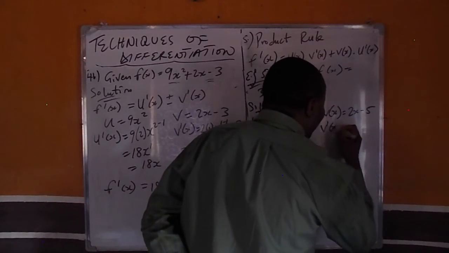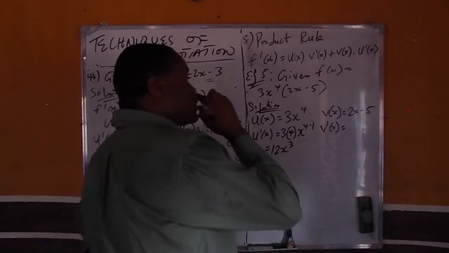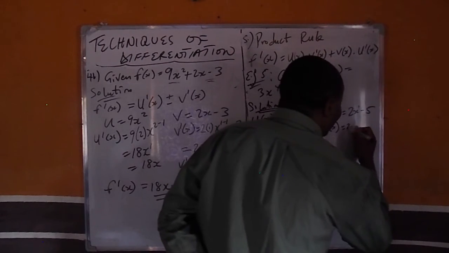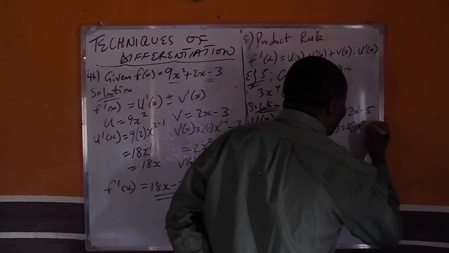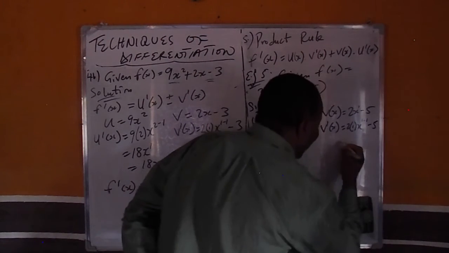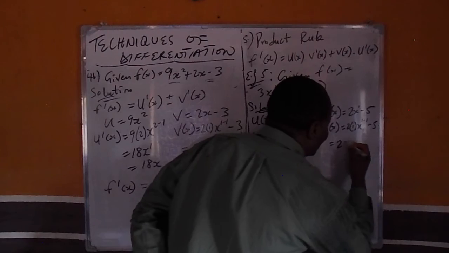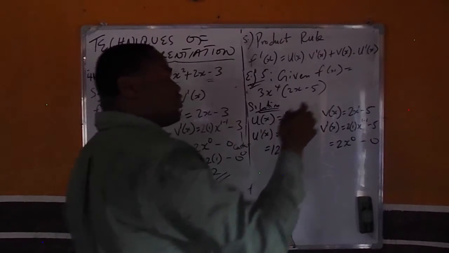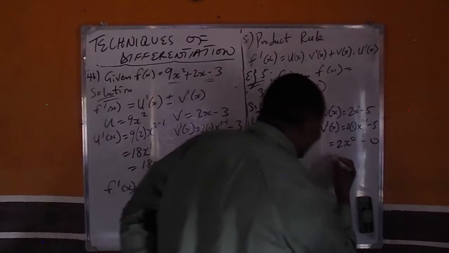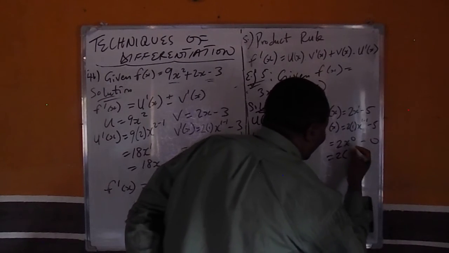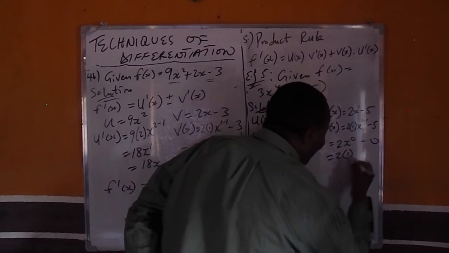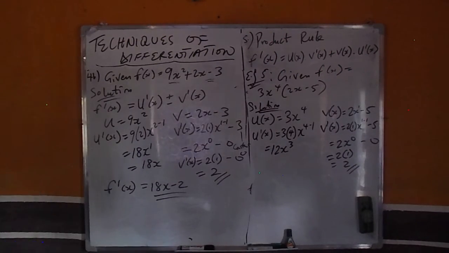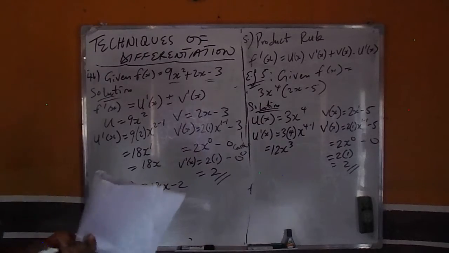V prime s equals 2s minus 5. This one is raised to power 1. So that will be 2 times 1, 2s raised to power 1 minus 1, 0, minus 0, because the constant becomes 0. That equals 2 minus 0, we still have 2. That means our v prime s equals 2.